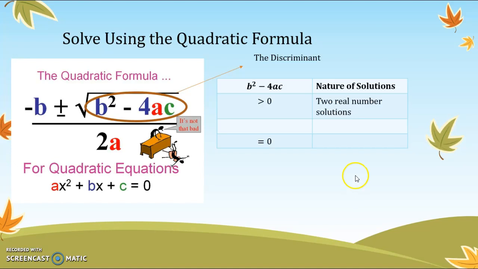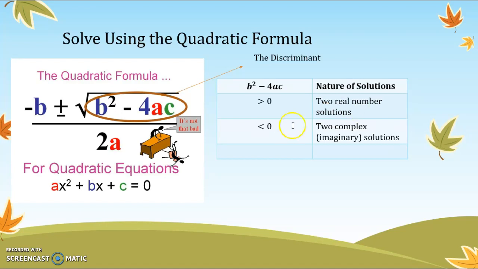So if we have b squared minus 4ac, and the number is greater than 0, so we have a positive number underneath the radical, we'll end up with two real number solutions. If we have a negative underneath the radical, so our number is less than 0, we will have two complex solutions or imaginary solutions. So we would expect to see the letter i. If it is set equal to 0, so if we multiply and we square underneath there and we get the answer of 0, we'll have one real solution. So keep this table handy with you.